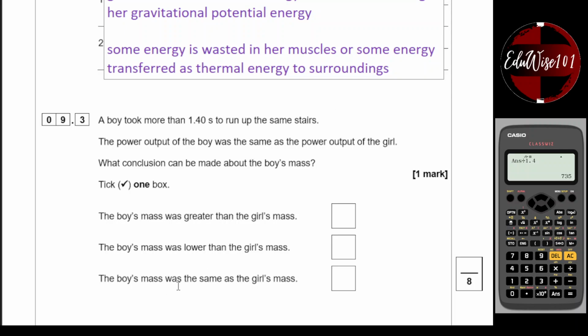So remember, power was the energy divided by the time. Now, if the power output was the same, in order to keep the power output, if you increase the time, the energy should have also increased. For the energy to increase, gravitational potential energy was the mass, gravity, and the height. Now, these 2 are constant, so the mass should have also increased. So the boy's mass was greater than the girl's mass.